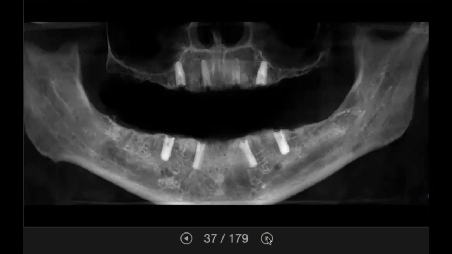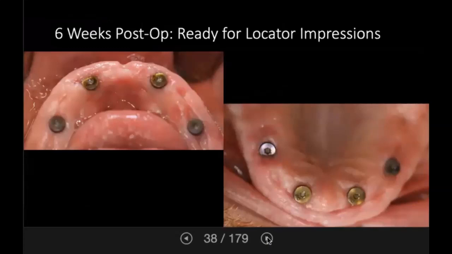As sinus lifting was not indicated, the distal location of the maxillary implants was determined by the location of the bilateral maxillary sinuses. After 6 weeks of healing, the implants are torque tested to ensure optimal strength and osseointegration prior to the placement of locator abutments.